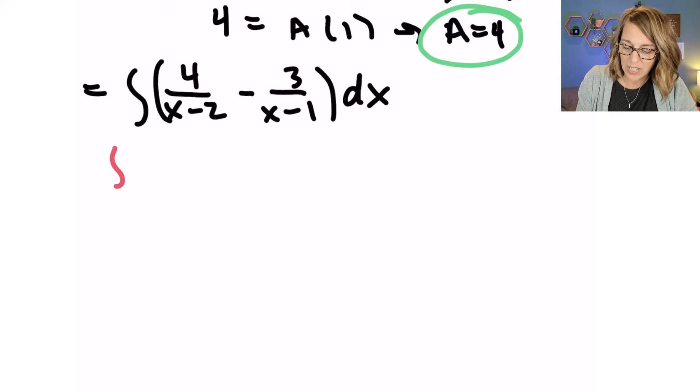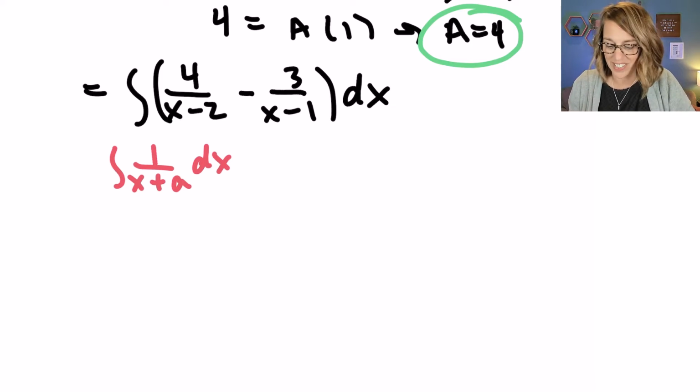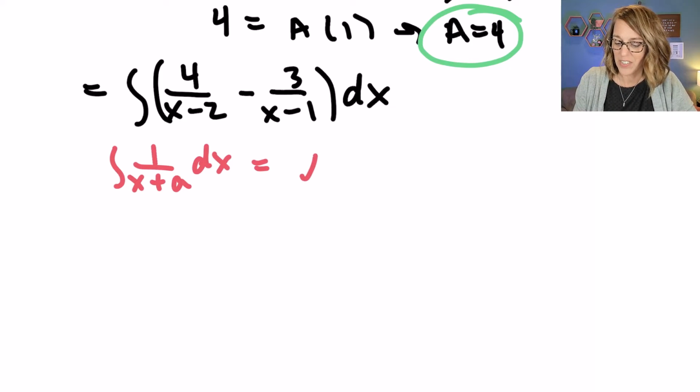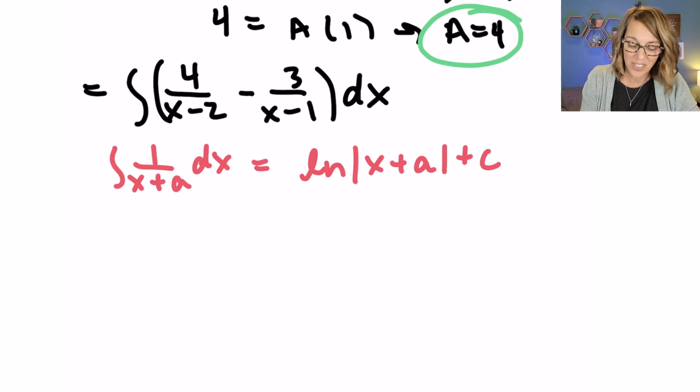Both of these now are really easy to integrate. I know that if I've got something in the form of 1 over x plus or minus something dx, this turns out to be a natural log of x plus or minus whatever that value is, and then of course a plus c on the end. So I can integrate both of these separately.